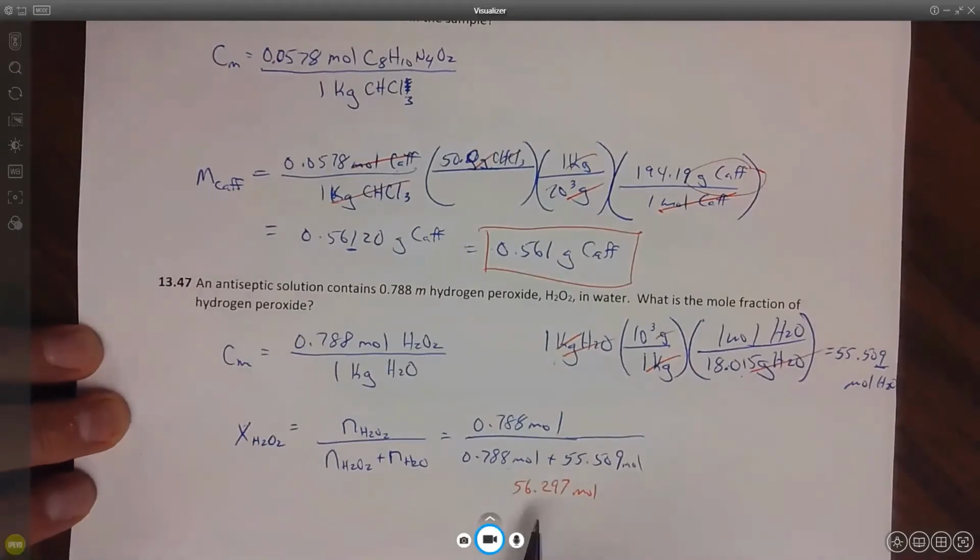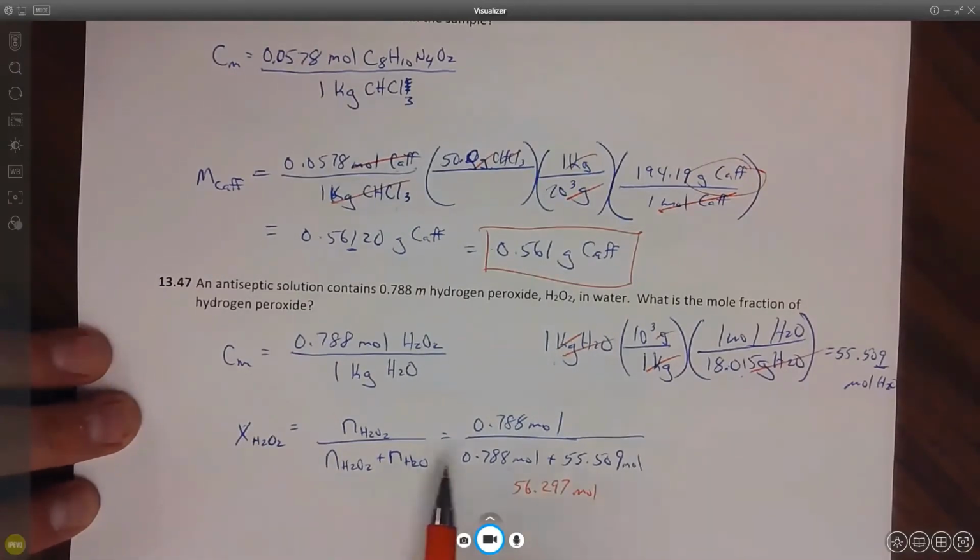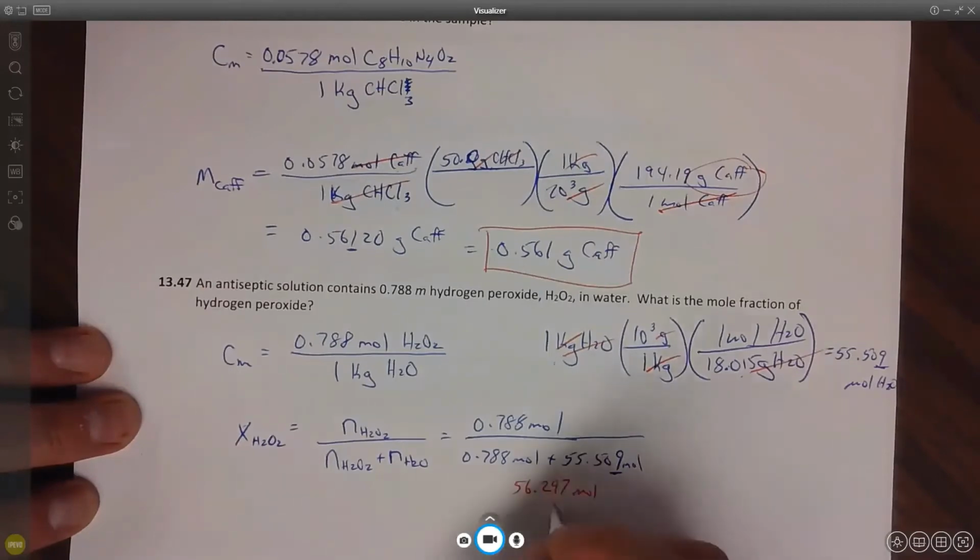Okay, so 56.297. Well, this is 1, 2, 3 passed. And this is 1, 2, 3 passed. So this is going to be 1, 2, 3 passed.